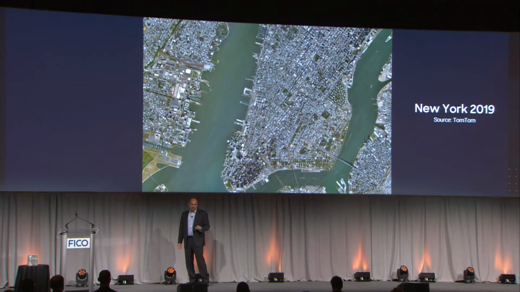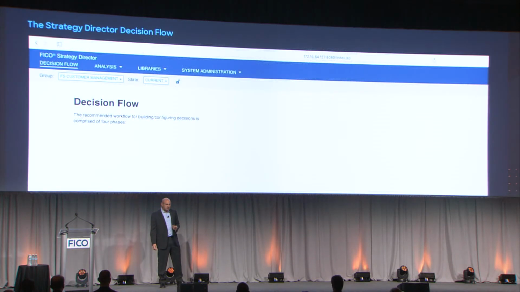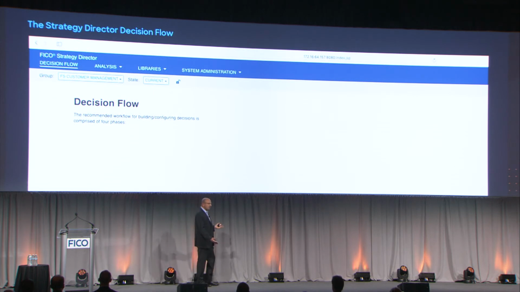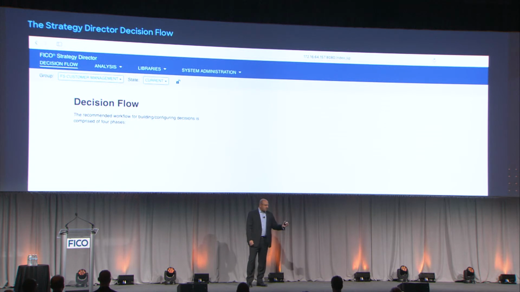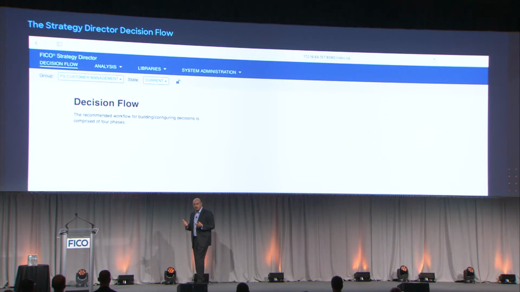In Strategy Director, the grid plan is something that we call a decision flow. Now, this decision flow is an 8-step process that I'll talk to you a little bit about briefly. And the decision flow starts with coarse segmentation and ends with very fine segmentation.